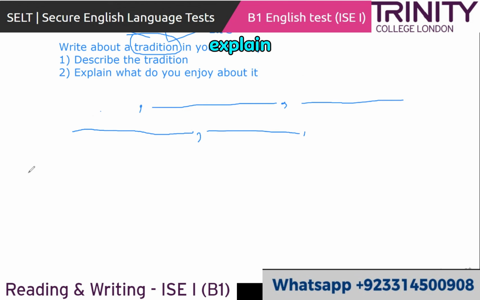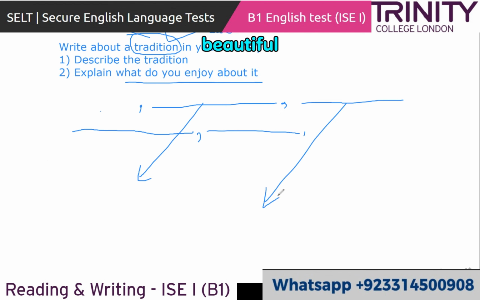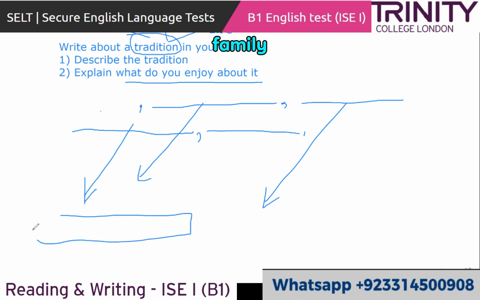And after that, explain what you enjoy about these. Secondly, I want to explain what I enjoy about it. Sweet food is very delicious and a good time with family. Red dress wearing is a beautiful tradition because brides look very unique and different, right? And I really enjoy this. And then, of course, maybe meeting cousins is a tradition on Eid or any festival. So it's a good family get-together.